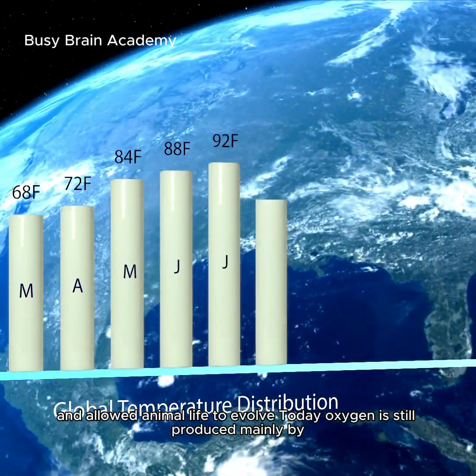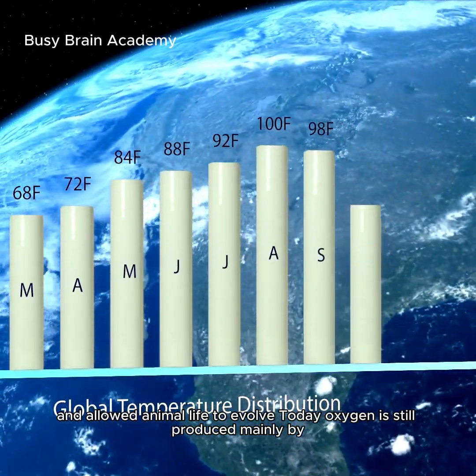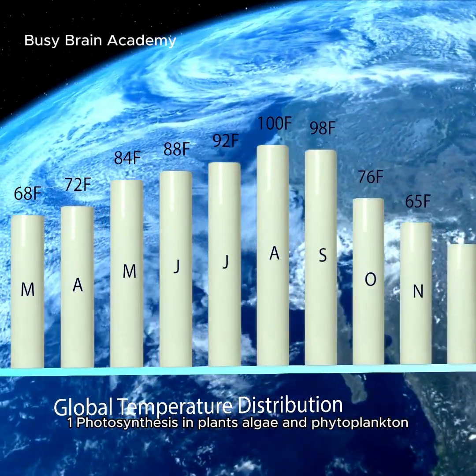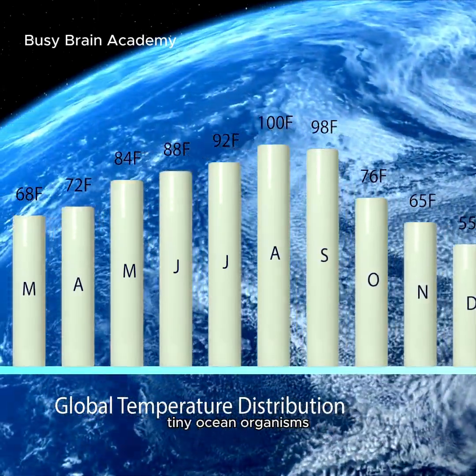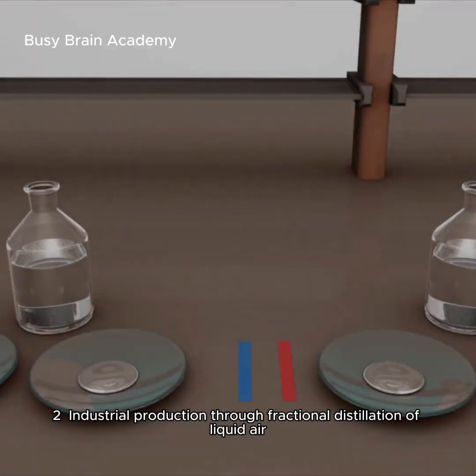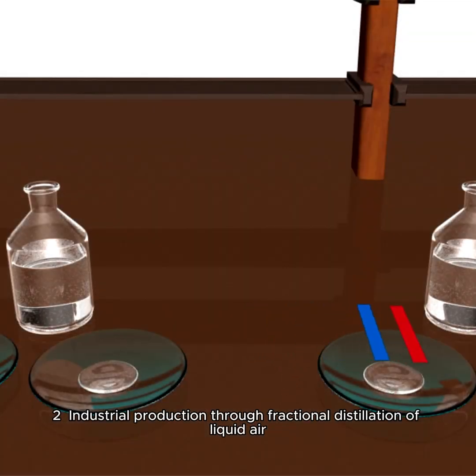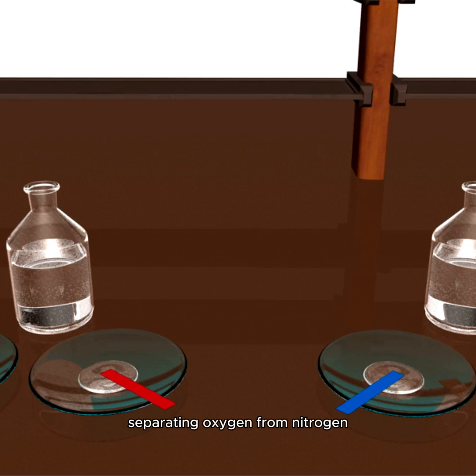Today, oxygen is still produced mainly by: 1. Photosynthesis in plants, algae, and phytoplankton, tiny ocean organisms. 2. Industrial production through fractional distillation of liquid air, separating oxygen from nitrogen and other gases. 3. Electrolysis of water, passing electricity through water to split it into hydrogen and oxygen gases.